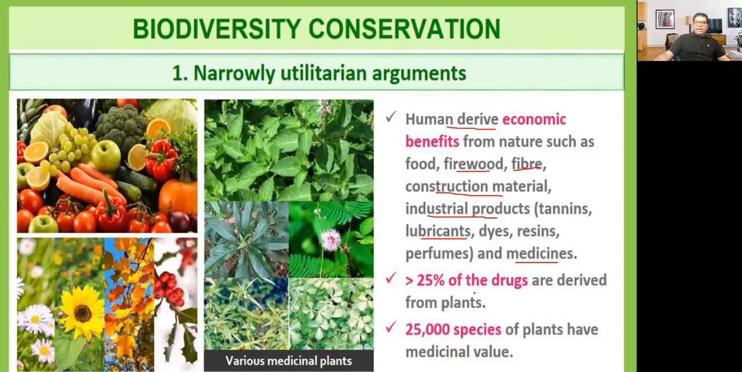More than 25% of drugs are derived from plants. Around 25,000 species of plants have medicinal value. Therefore, for narrow utilitarian purposes also, we have to conserve our biodiversity.